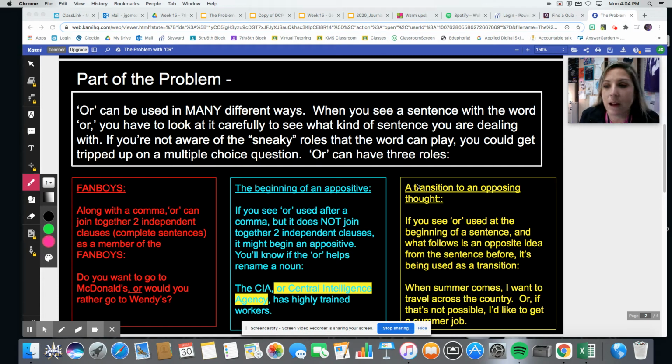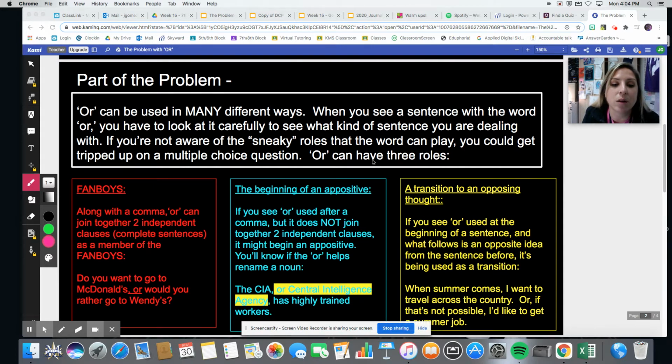Hello, everybody. I'm here to give you a quick mini lesson on the word "or," just because it might be sneaky and show up soon. So I'm going to talk about three ways that it can be used, and then two sneaky ways that you'll find are incorrect. Okay, so the word "or" can be used in many different ways.